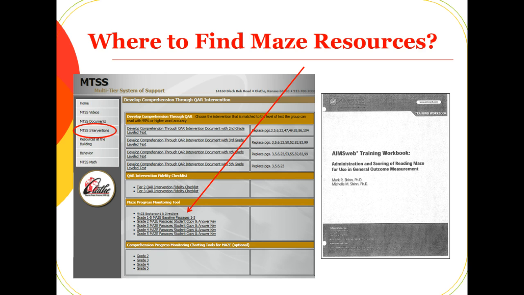They'll be found on the MTSS website. If you look at the sidebar on the left and just click on MTSS Interventions, and then from that choose one of the comprehension interventions. On that web page, what you'll notice in the center of the page is a section called the MAISE Progress Monitoring Tool. The first item is the MAISE background directions, and what I'd suggest is you print that out so you have that handy to refer to when you're utilizing MAISE. And then you'll have the MAISE baseline passages, and from there you'll be able to choose the grade level text that works best for you.